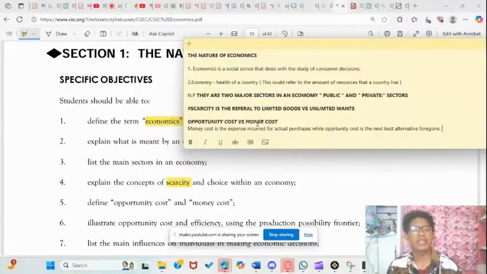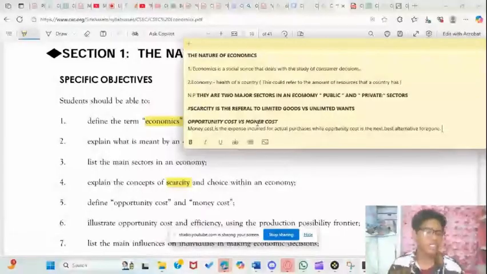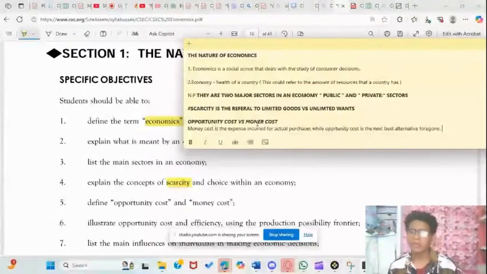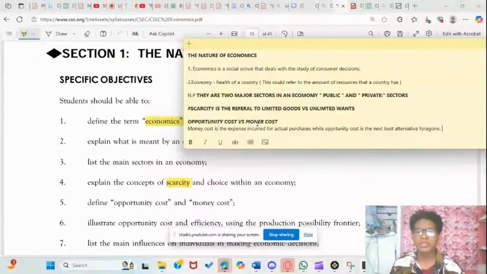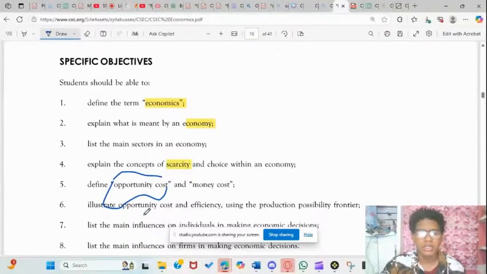If you were to buy, for example, a bag of groceries, or you're deciding between water and a drink, and you buy water, the opportunity cost in that case would be the drink, because that was the next best alternative in that instance. So we did look a little bit at what opportunity cost is and what money cost is. We have those two out of the way.